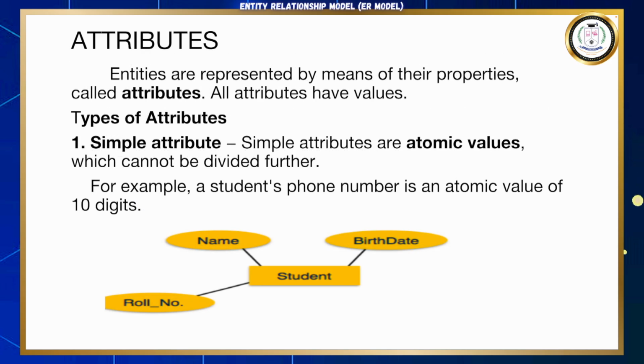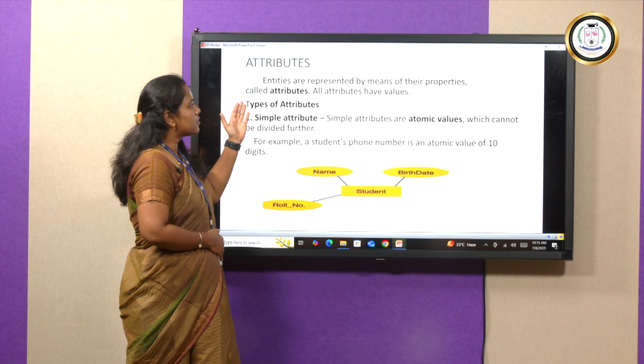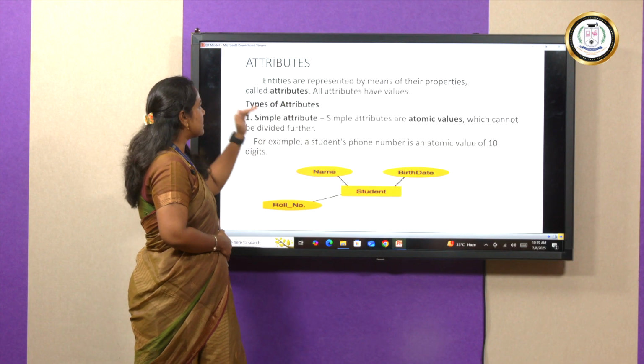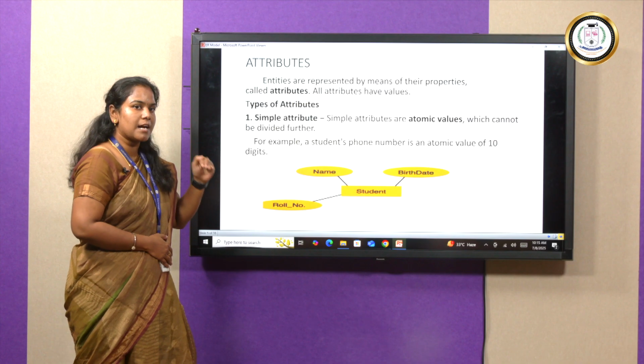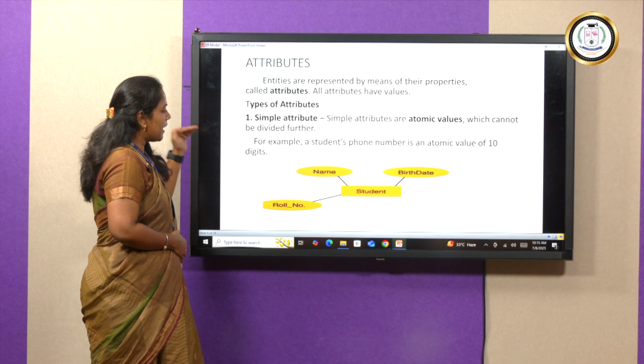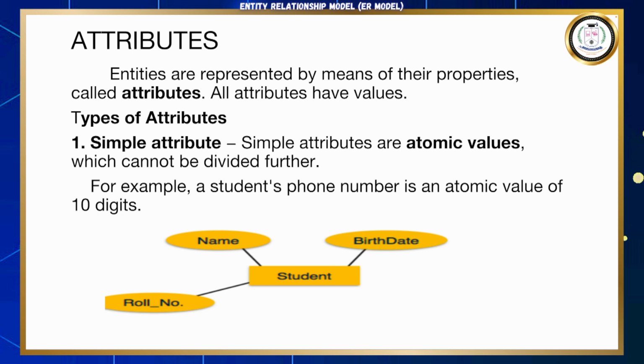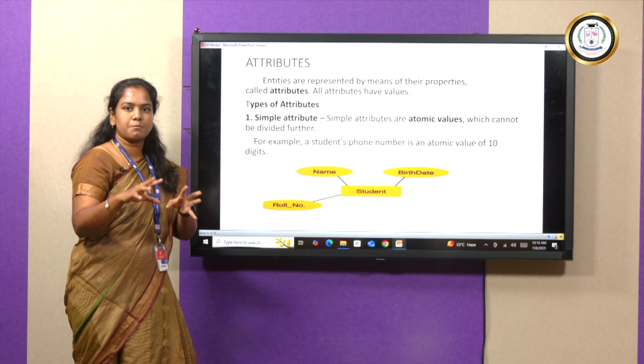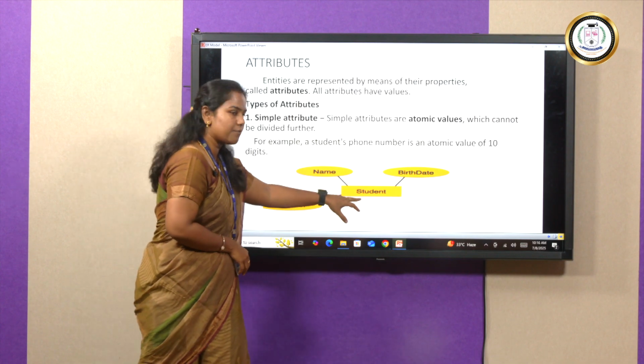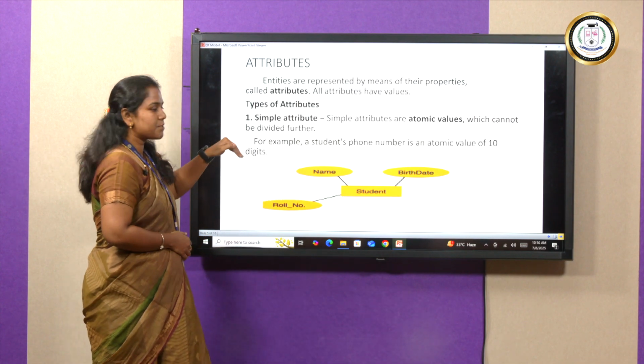Attributes. Attributes are the properties which are used to represent the entities. There are various attributes which are used under each and every entity. For example, if we take the entity student, the attributes which define the entity student are name, student ID, student phone number, student address. These are all the various attributes which define the entity of a student. Various types of attributes are there.